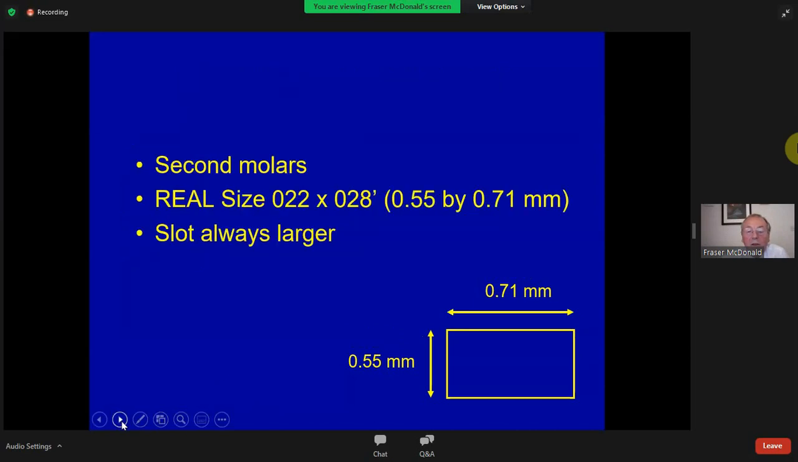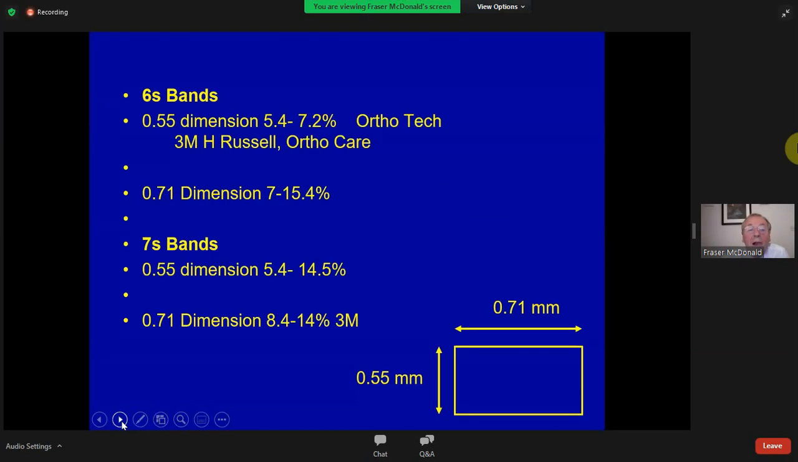Now let's look at what we found with these. The second molars, the slots were always larger than the size. So they were never, ever the right size. I've always struggled to apply torque to second molars. And this is possibly one of the things that explains it, because the size of the brackets is not consistent enough. We looked at various manufacturers. For those of you that don't know, it shows you how long ago we did this.